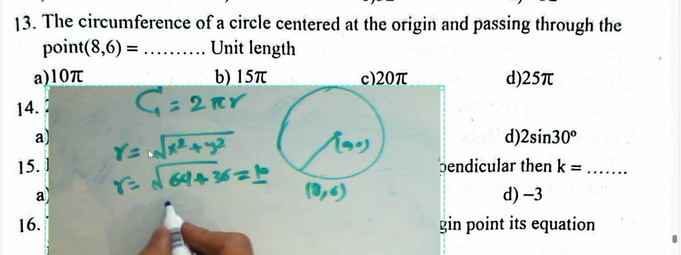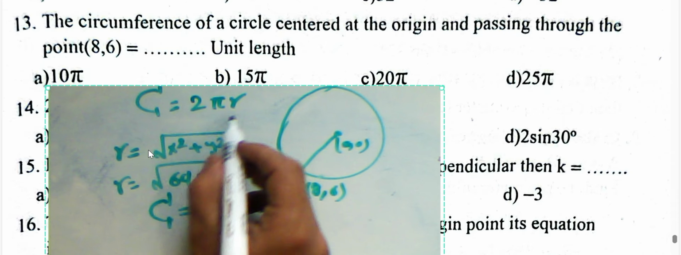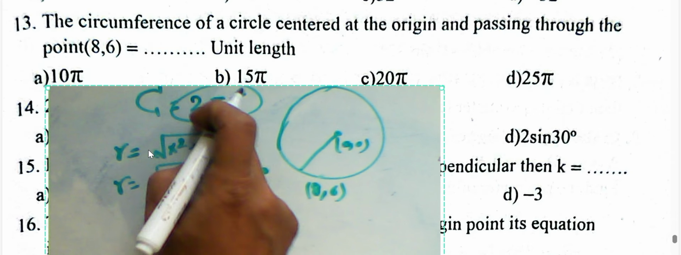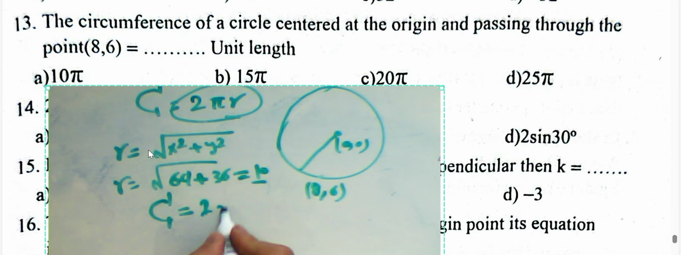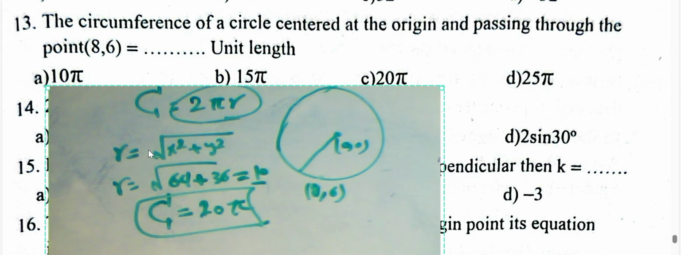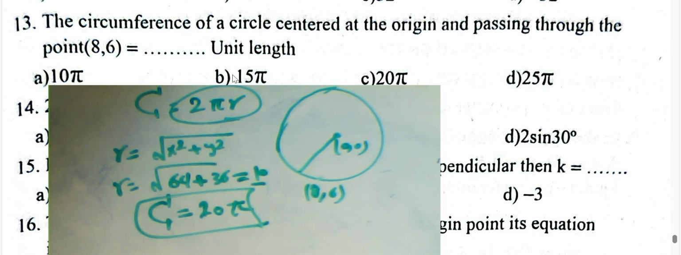So the circumference here will be 2 times pi times r. 2 times 10 equals 20. Then the circumference will be 20 pi. 20 pi, choose letter C. The answer here is letter C. Next question.